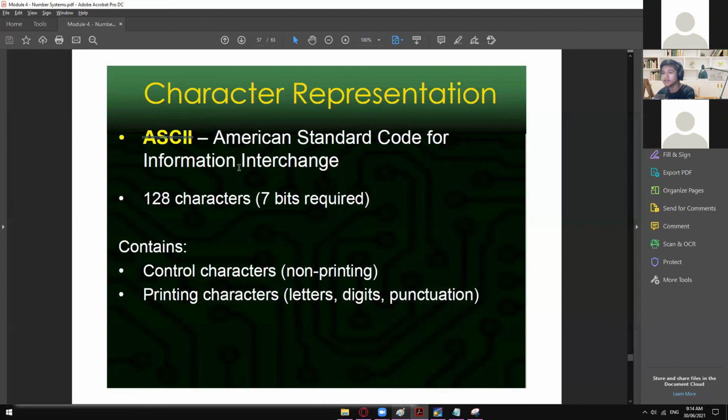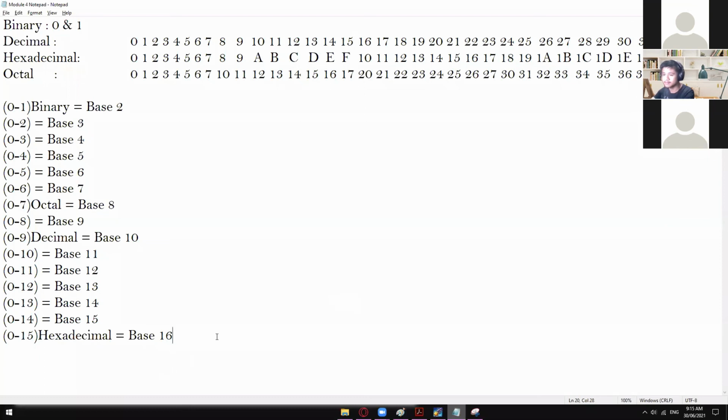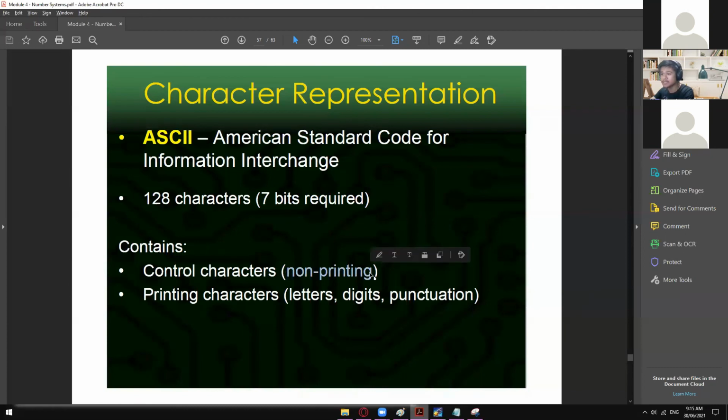Okay, so the ASCII code, or American Standard Code for Information Interchange, has 128 characters, or 7 bits required. So this one contains non-printing and then printing characters. So printing characters are any characters that we can type and then we see a result on our monitor. And then non-printing is, let's see, I'm clicking my alt button right now. I'm clicking my control button, my shift, my caps lock, my tab, escape. So we are not seeing anything. So those are the non-printing characters.